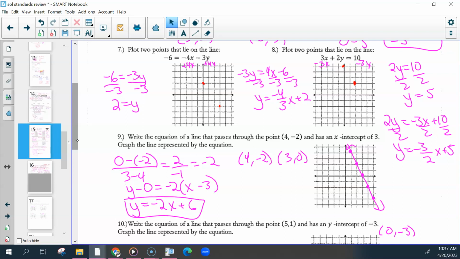Number 9, you were given a point and an x-intercept of 3, so you had to know that ordered pair was (3, 0). And then find your slope, either on the graph or algebraically. And you could do a couple different things. Use your point slope to find your y-intercept, or use your slope and one of the points to go up or down and find your y-intercept.